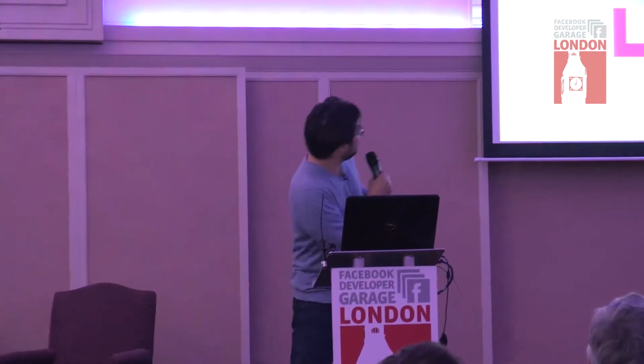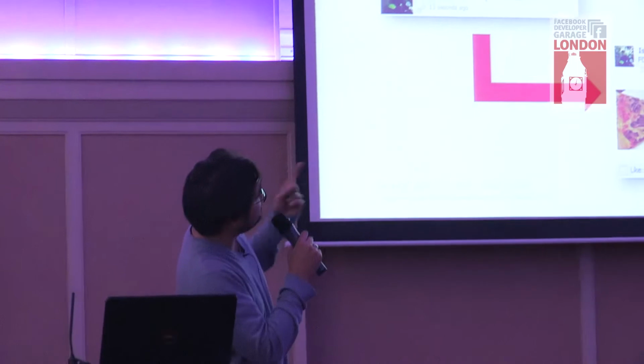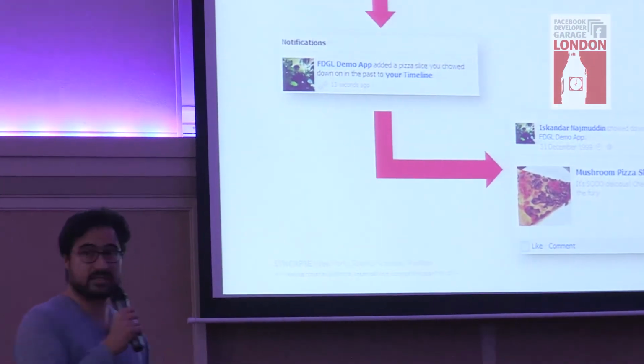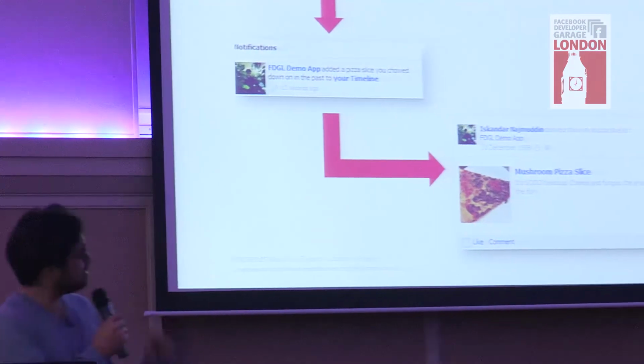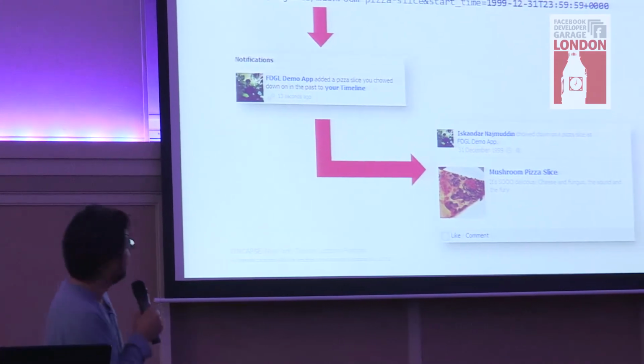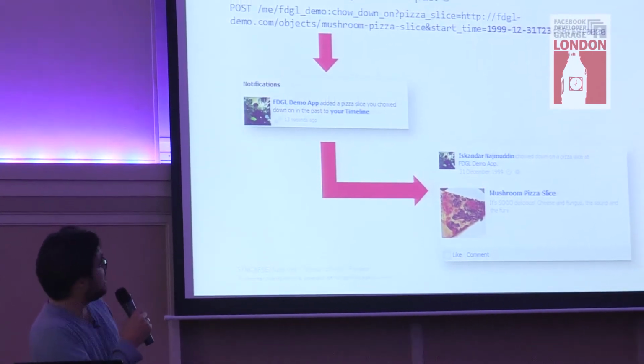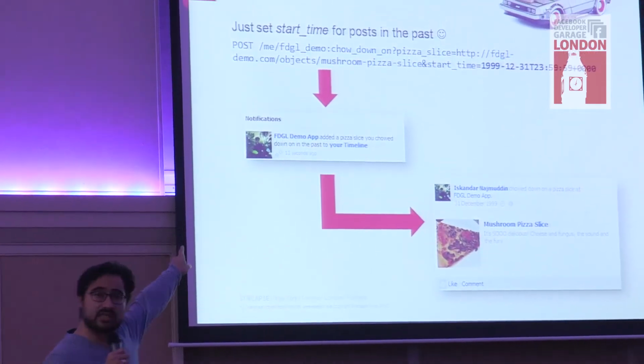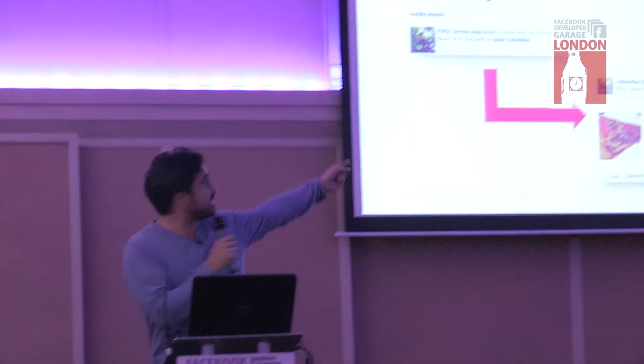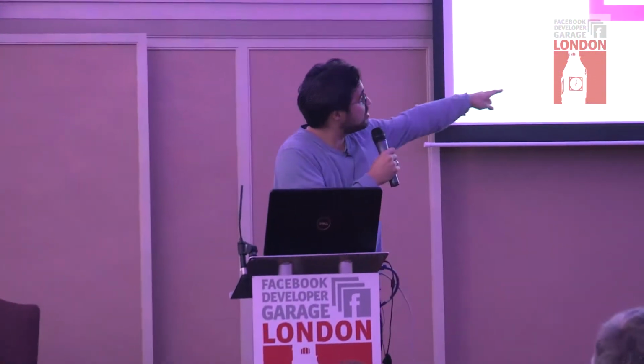So in my example, I decided I wanted to try chowing down on some pizza on New Year's Eve, 1999, because that's when I was partying like it was the aforementioned year. So all I did was set the start time to that date in the right format, and posted it. I got a notification telling me the app had posted in the past on my timeline, right? And then it shows up in my timeline. You probably can't read it, but it says 31st of December, 1999. Very, very simple and straightforward. Fantastic.